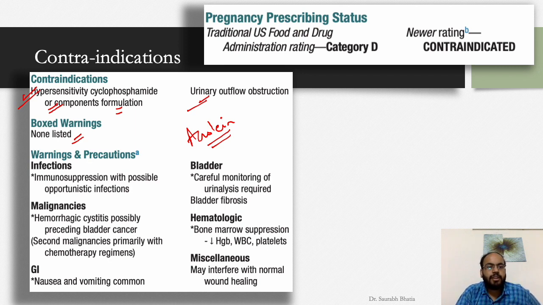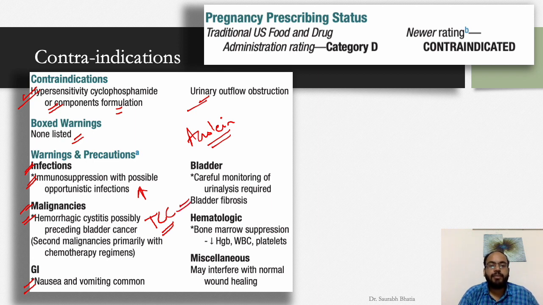Other warnings and precautions are infection. So, with all immunosuppressive drugs, we see that there can be a rise in opportunistic infections. So, that warning is the same as any other immunosuppressive drug. Malignancies, predominantly hemorrhagic cystitis and subsequent bladder carcinoma, most commonly transitional cell carcinoma of the urinary bladder. So this malignancy is somewhat specific to cyclophosphamide, and we need to keep that in mind. And if you are asked about side effects of cyclophosphamide, you need to mention that in viva. So nausea and vomiting are common side effects. They happen with any other drug.